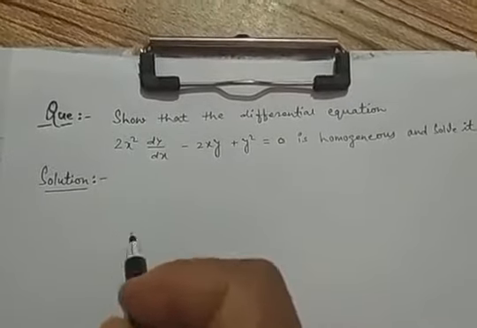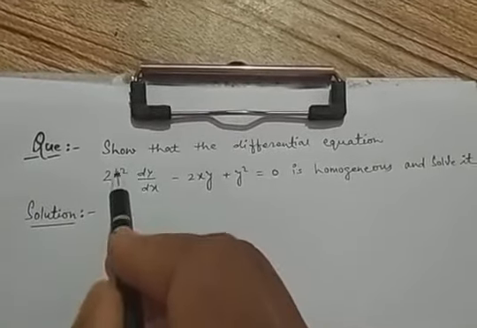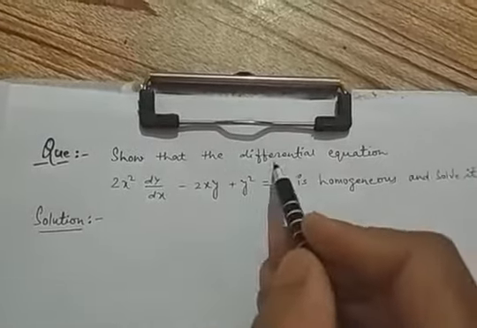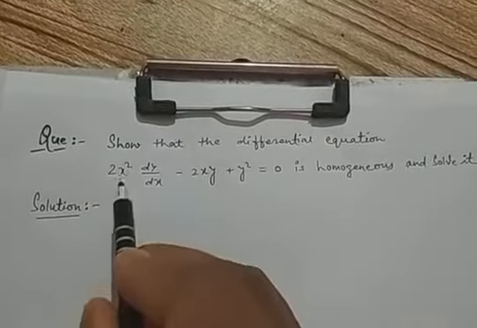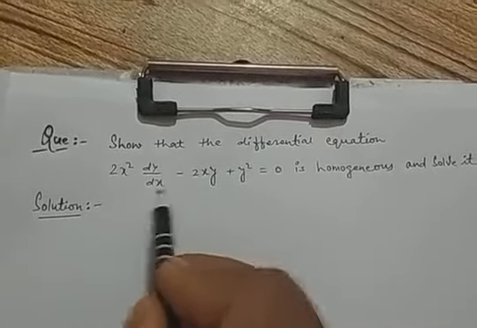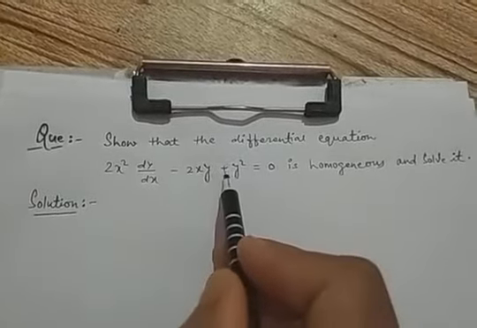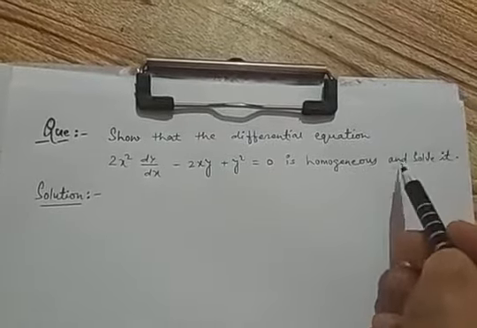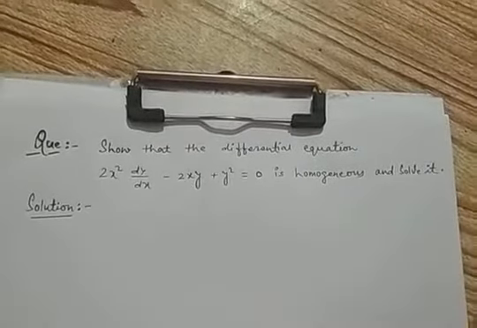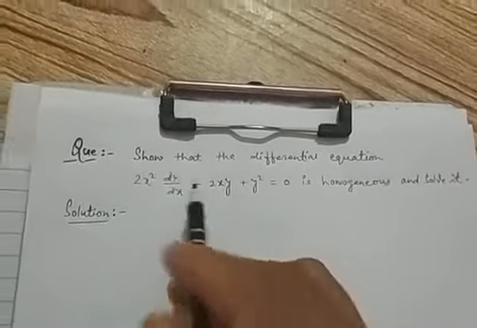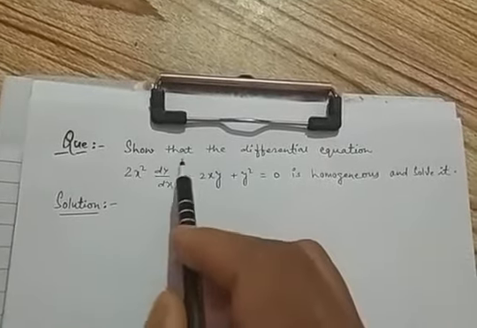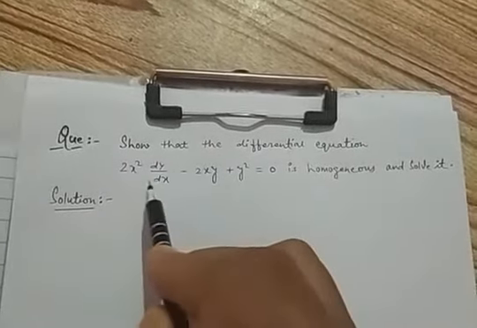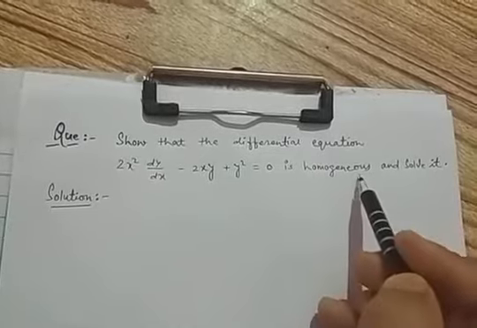Hi students, here we have to show that the differential equation 2x square dy by dx minus 2xy plus y square equal to 0 is homogeneous and solve it. Okay students, so here first of all we have to prove that this differential equation is homogeneous.